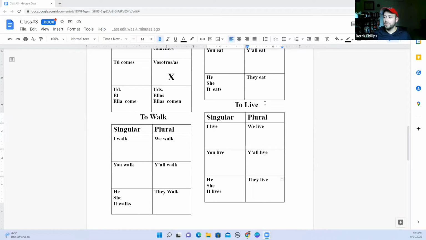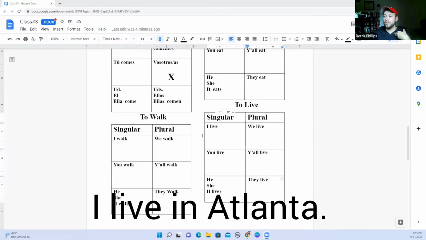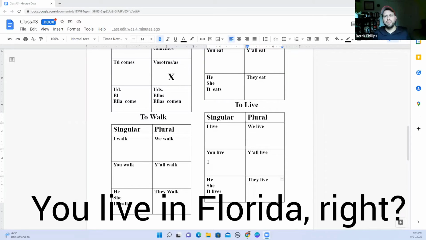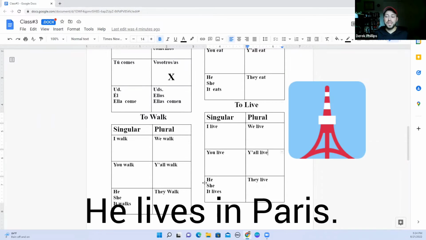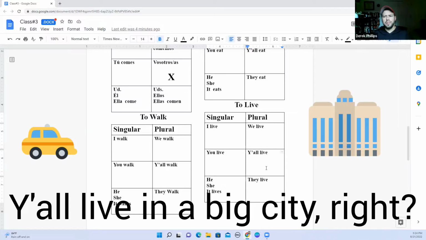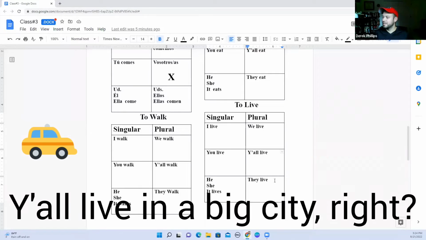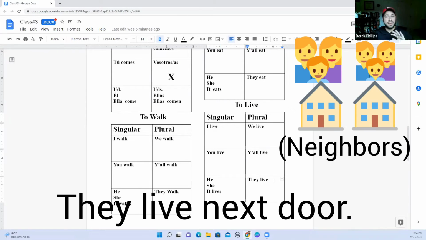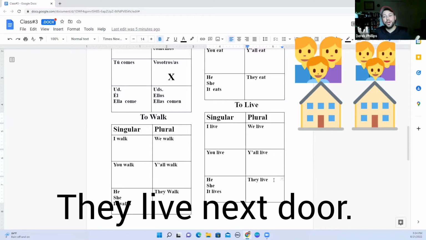Then we have the verb to live. To live. I live in Atlanta. You live in Florida, right? He lives in Paris. We live in an apartment. Y'all live in a big city, right? They live next door. We are neighbors.